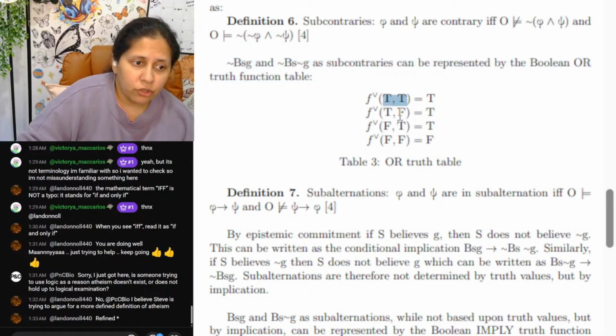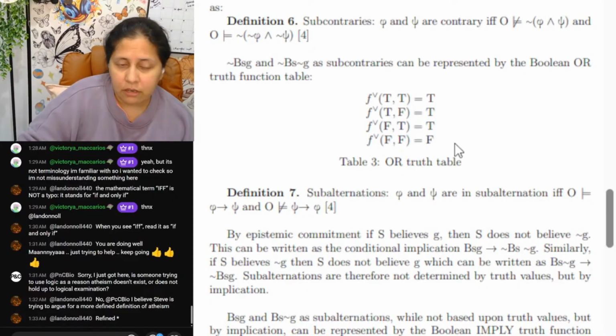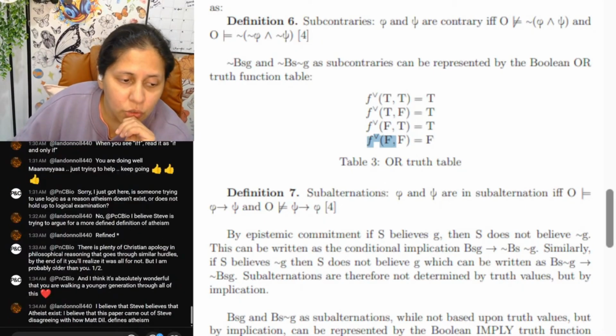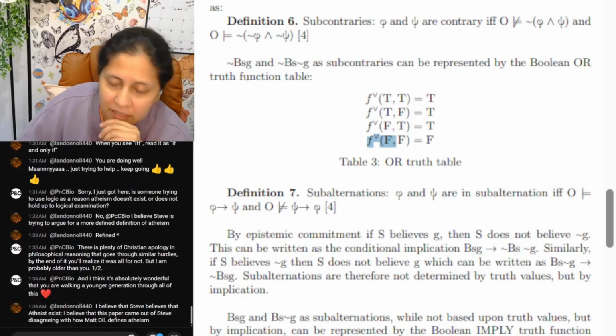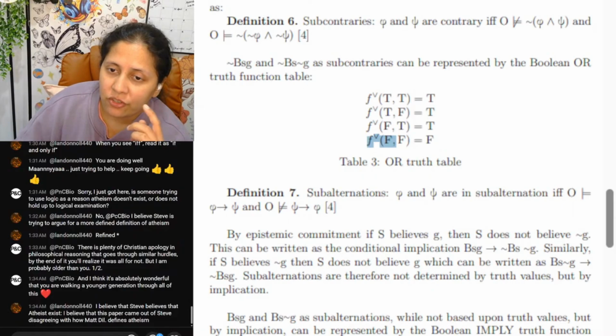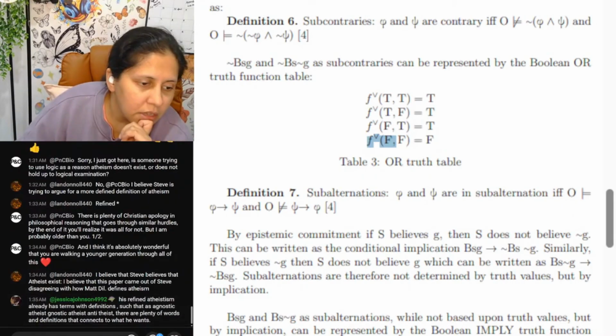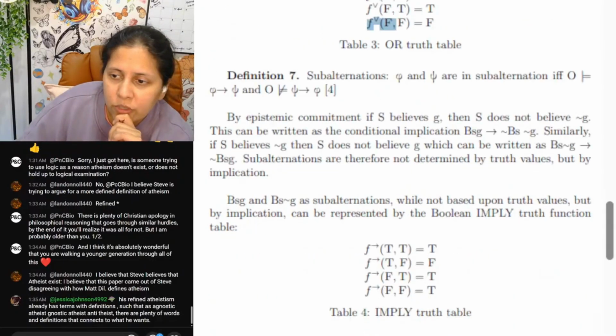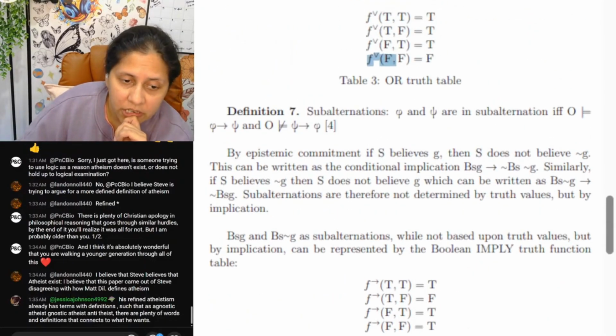If both are true, then true. If one of them is true, then true. If any one of them is true, then it's true. If both of them are false, then false, right? So they both cannot be false together. So you can use an OR table for that. In the OR table, the logical thing is, if any one of the positions is true, then it's true. If both are false, then false. It's simple. Then we go to definition 7, subalternations, right?